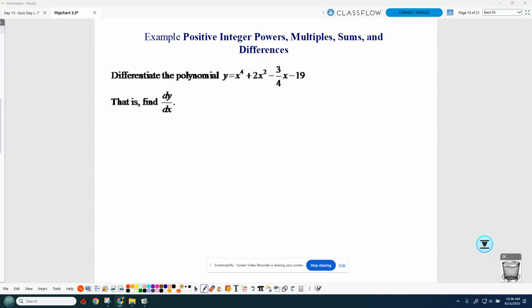Sophia, what do we get? I got 4x to the third plus 6x squared minus 3/4. Where's 6x coming from? Oh, sorry, I read that as a 3, not a 2. Okay, all right, so then it would be just 4x and then minus 3/4, and the negative 19 goes away.